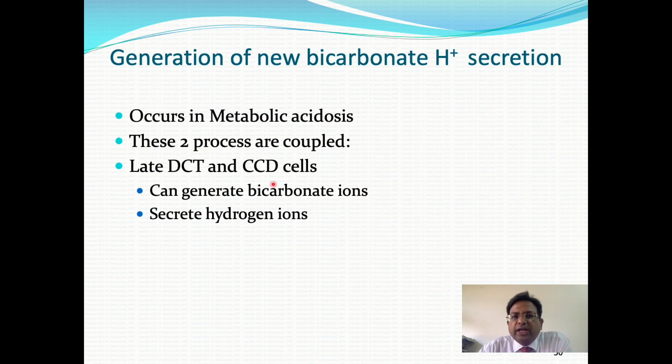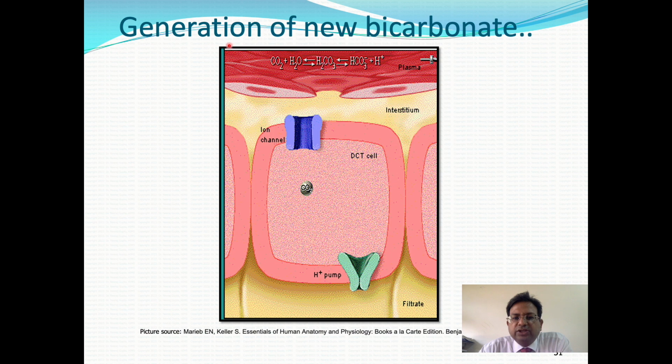Now let's see how the kidney helps in the generation of new bicarbonate ion and hydrogen ion secretion. It usually occurs when there is severe metabolic acidosis. It involves two processes which are coupled, which occur in the late distal convoluted tubule and the collecting duct cells of the kidney tubule. Here the cells can generate new bicarbonate ion and secrete the hydrogen ion. First, let's see the generation of new bicarbonate ion.